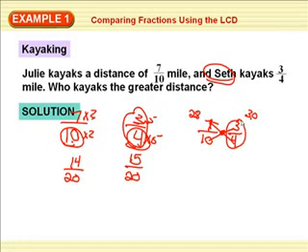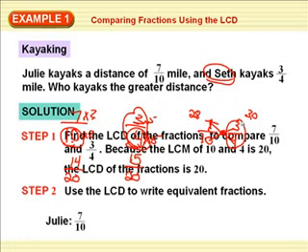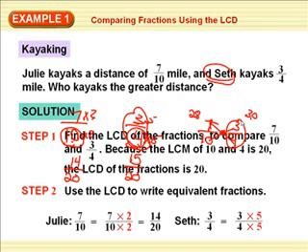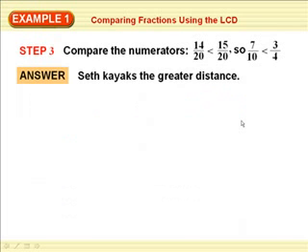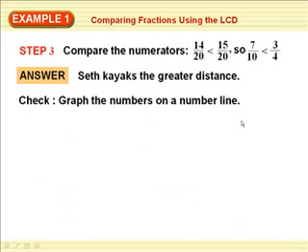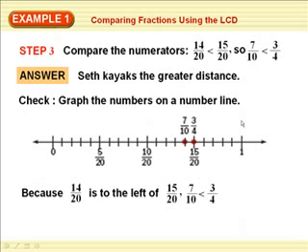So let's see how they do it. They have the LCD, which is 20. They rewrote the fractions, which we did, and did the same thing for Seth. We got the same answer, and then, of course, Seth's was greater. Okay, and they checked it by graphing it on a number line. I usually don't do that. I feel pretty confident. My check was the cross products that we just did.